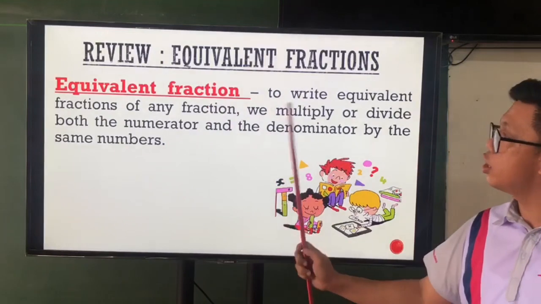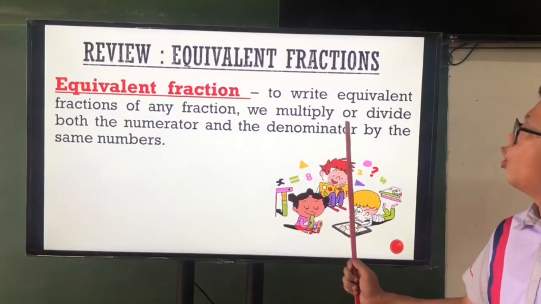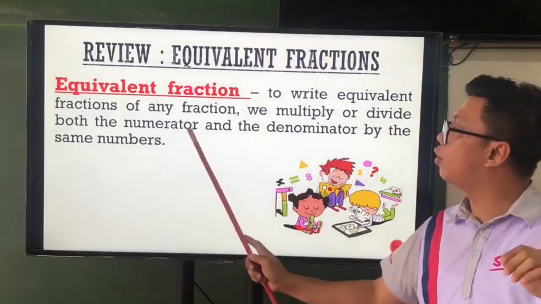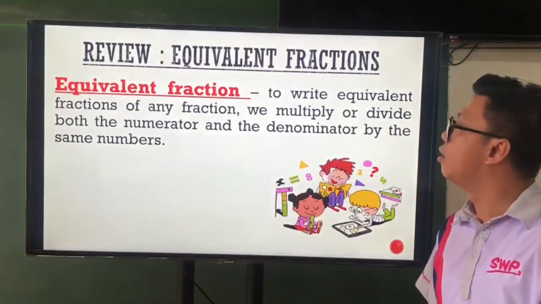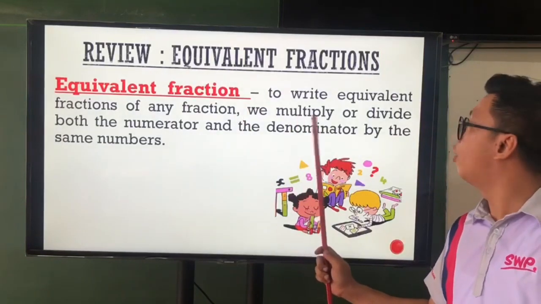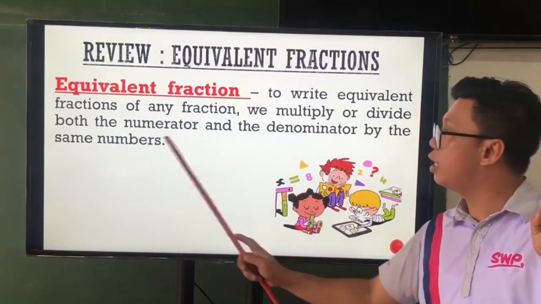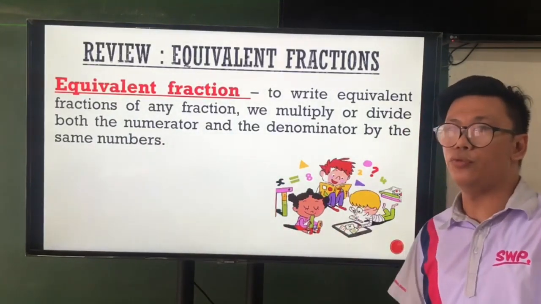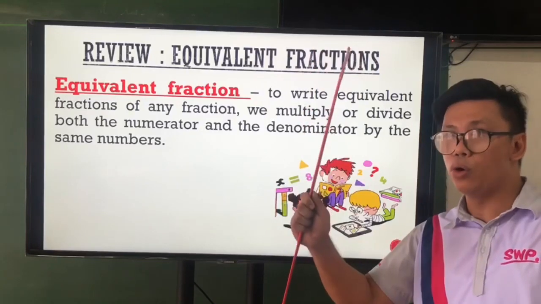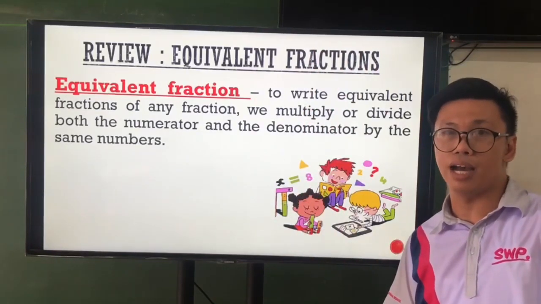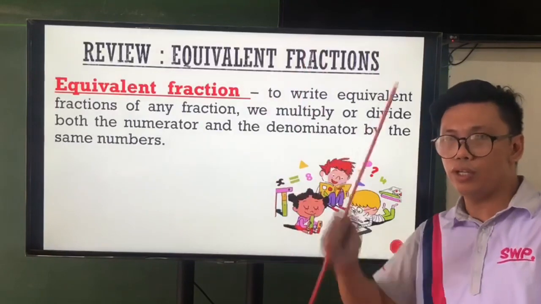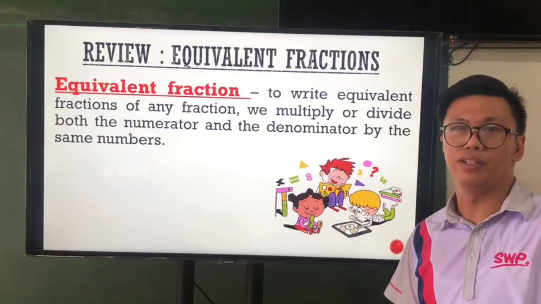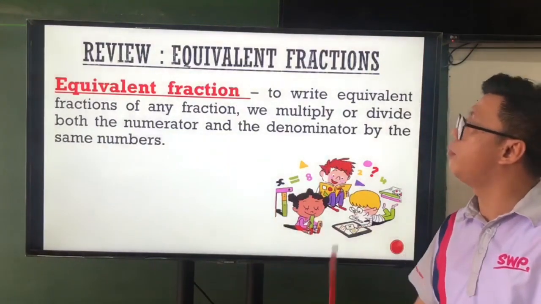Again, what do we use? We multiply or divide. What? The numerator and denominator, by the same number. If you use 2 in the numerator, you use 2 also in the denominator. If we use divide, we also use divide. If we use multiply, we also use multiply. Okay? So that is our topic for today.